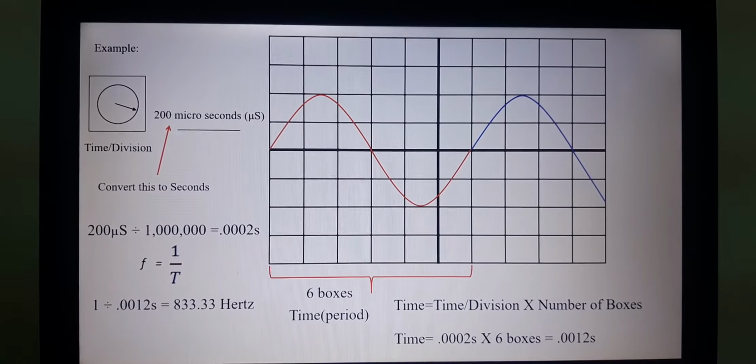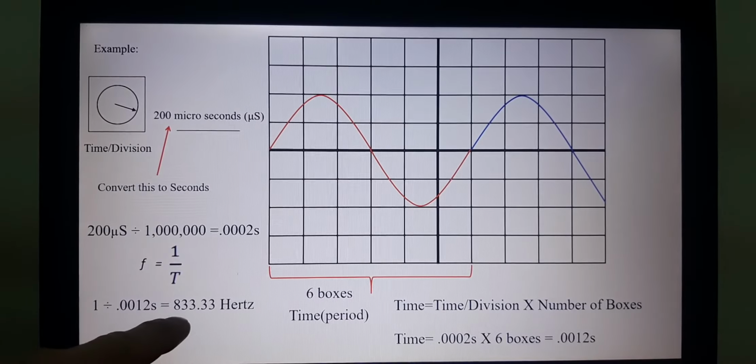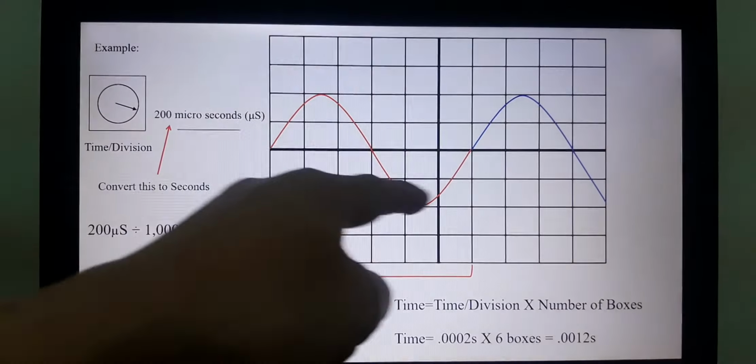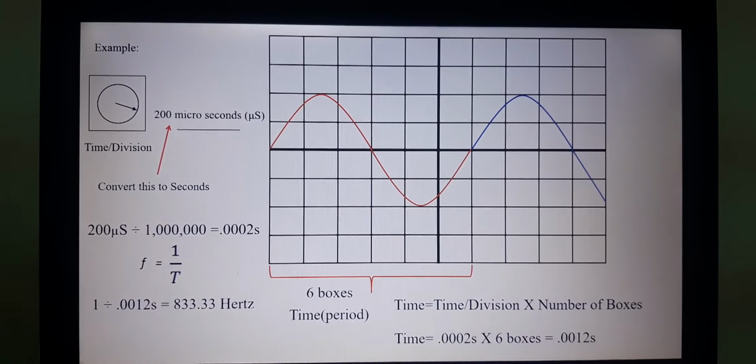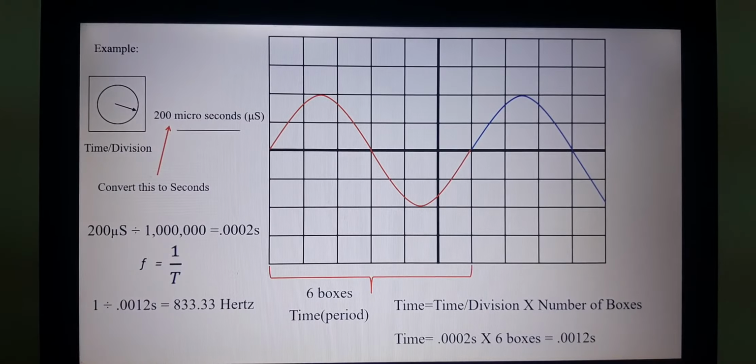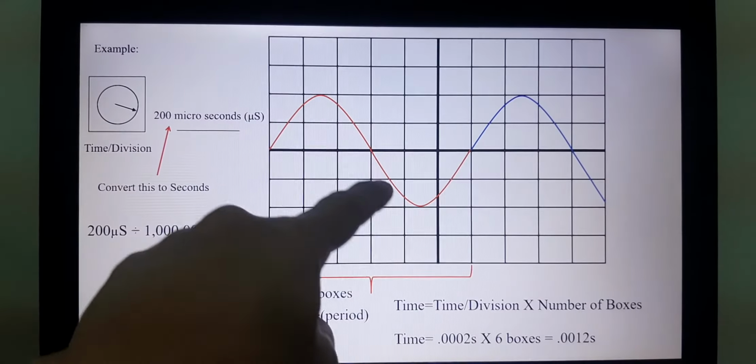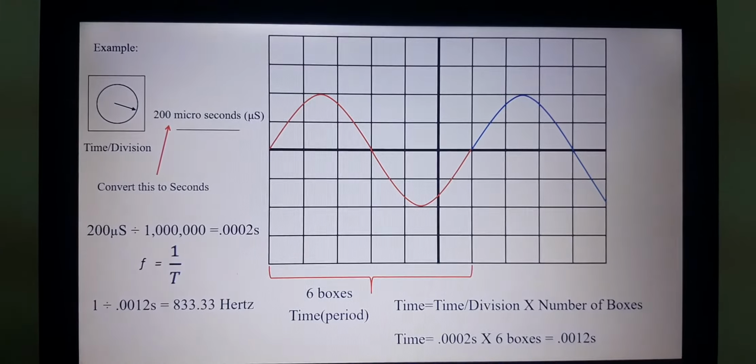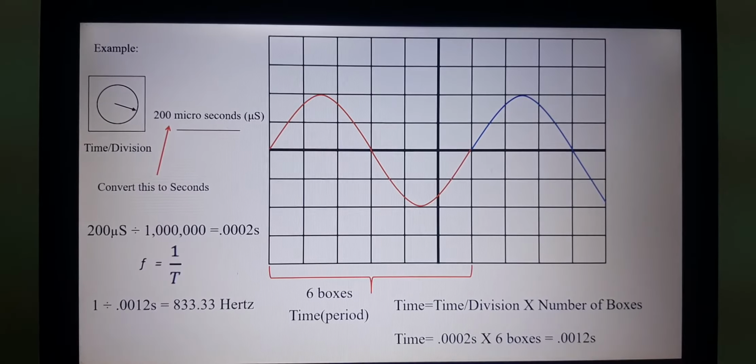Meaning it has 833.33 cycles per second. So in 1 second, it has 833 plus times of this kind of signal. Like for example, in our AC outlet, it has 60 hertz, meaning 60 times per second, 60 repetitions of this cycle per second. Do you understand? Okay.